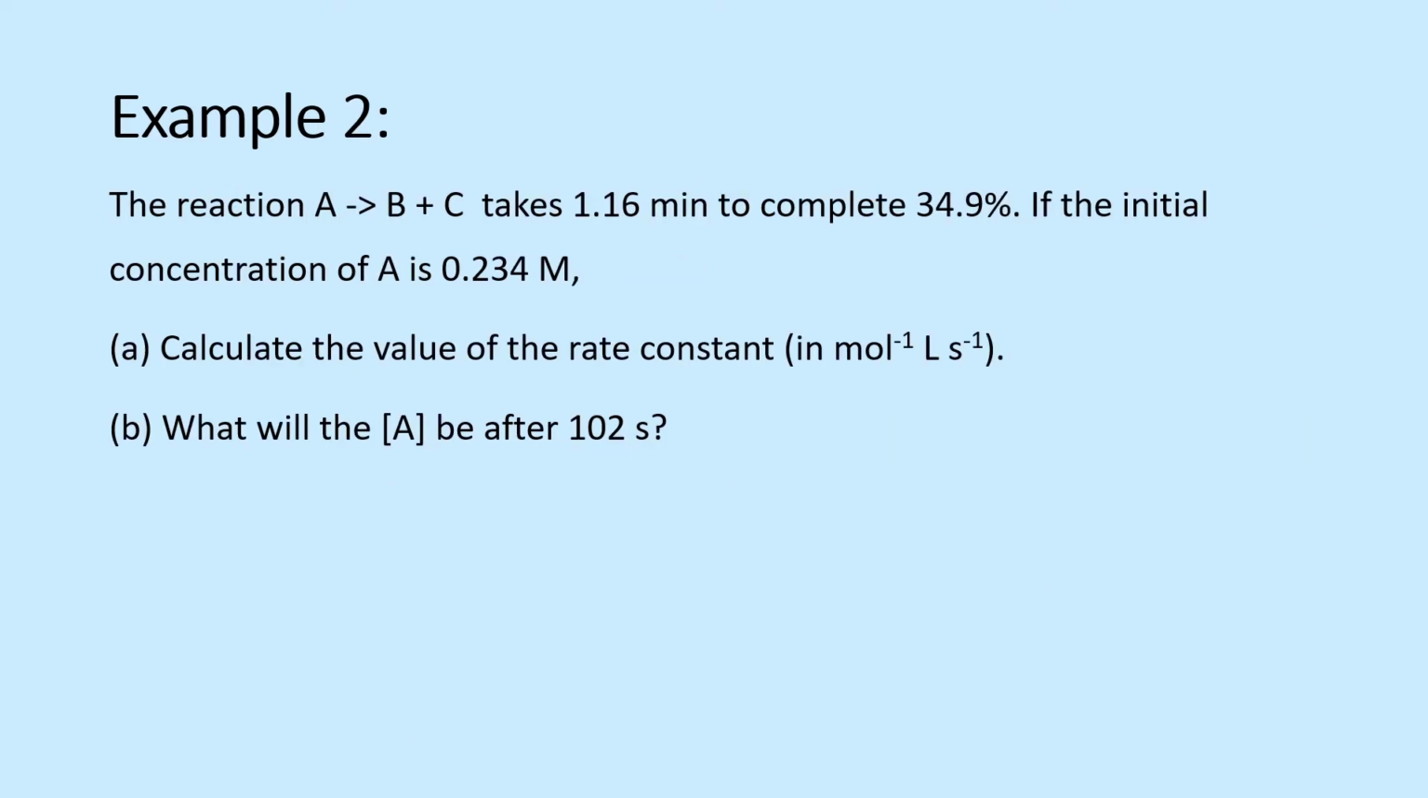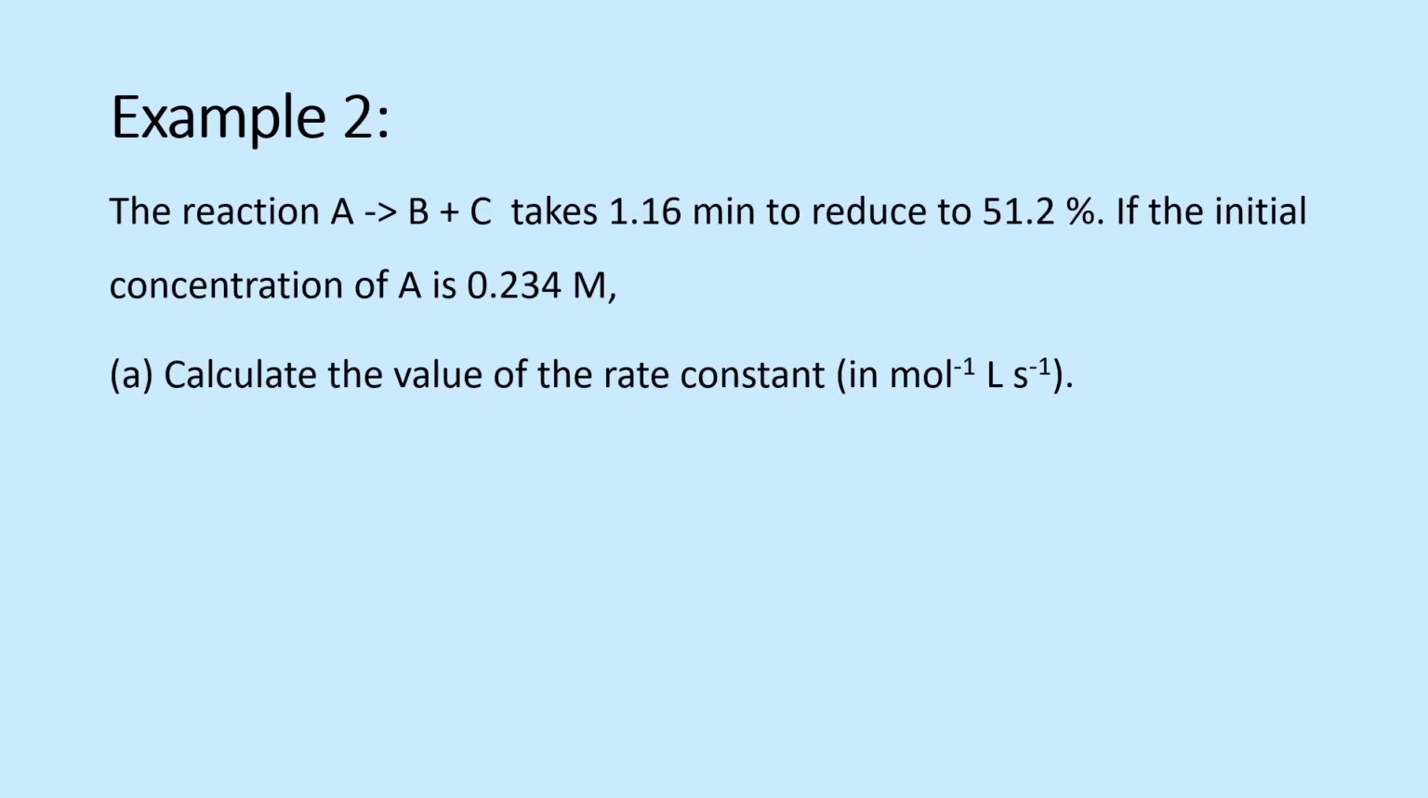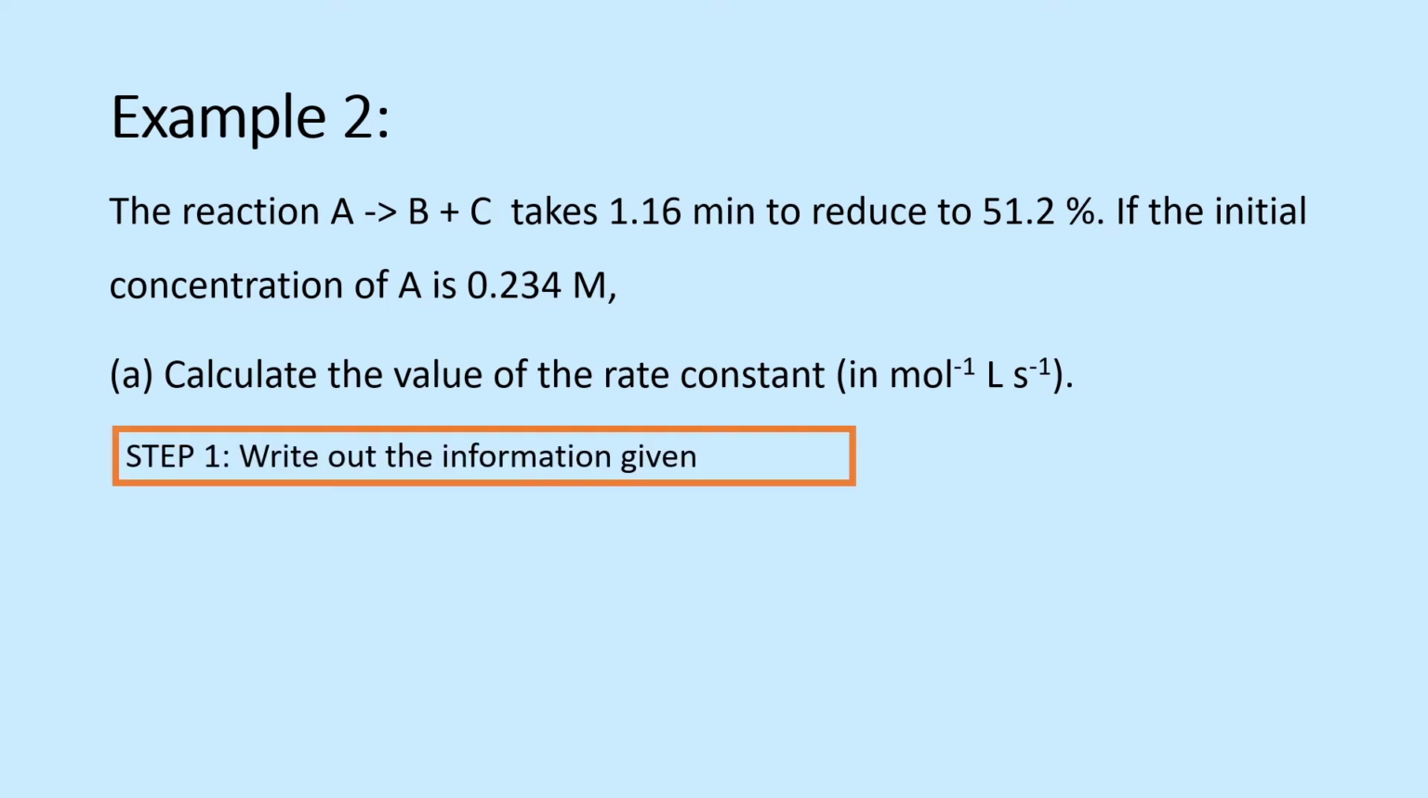Now we move on to look at example 2. Example 2 consists of two questions, so I will do these questions one by one. For question number 2a, we want to calculate the value of the rate constant in per mole liter per second. For this question, again, we need to go through the three steps in order to get the final answer. So step number one, we need to write out all the information given in the question. What is the information given in the question?